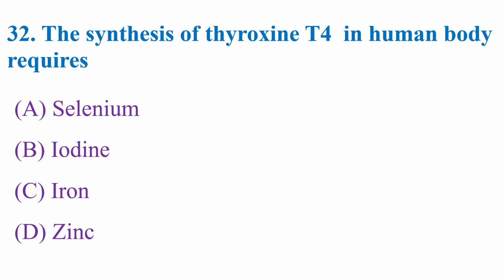The synthesis of thyroxine T4 in the human body requires. Now thyroxine is a thyroid hormone. So it requires the hormones which are made using iodine. So over here, my first option, that is selenium. Basically, selenium helps in converting T4 to T3. So it is not needed to make T4 itself alone. So this is not correct. Next option number B. So this is my correct option.